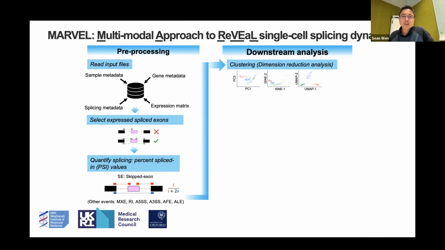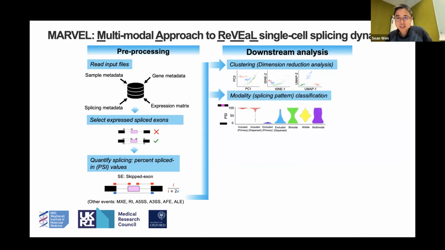So like all softwares, we like to begin with clustering. Clustering here means that we use the splicing events detected to see whether we can use that information to differentiate the cells into different clusters on the PCA space, for example. And one thing nice about studying splicing patterns is that you can start to look into the different patterns of splicing, and this is really one of the advantages of studying splicing at the single cell level.